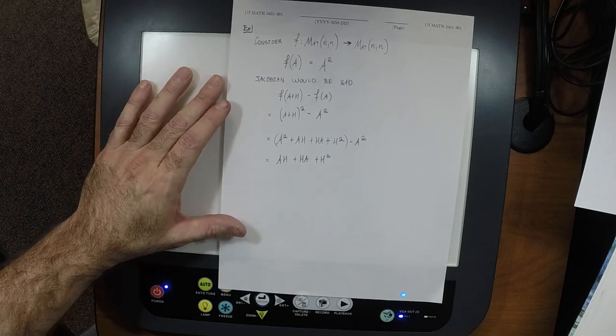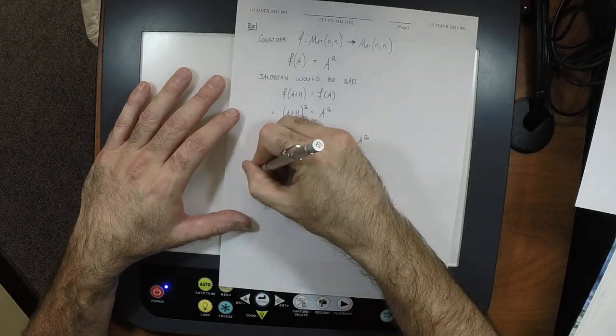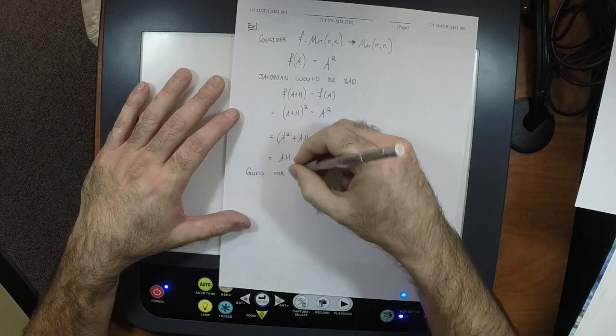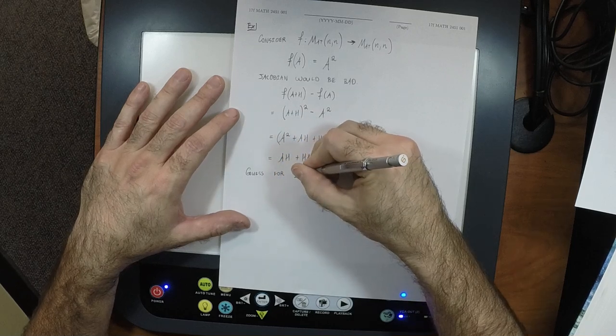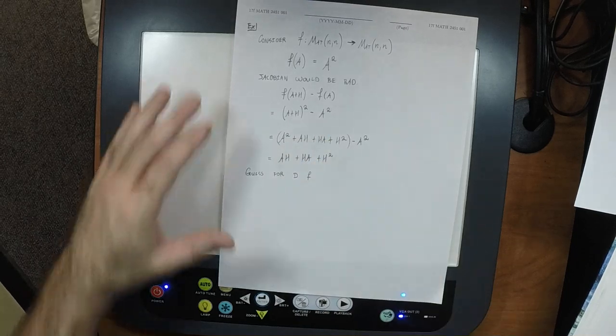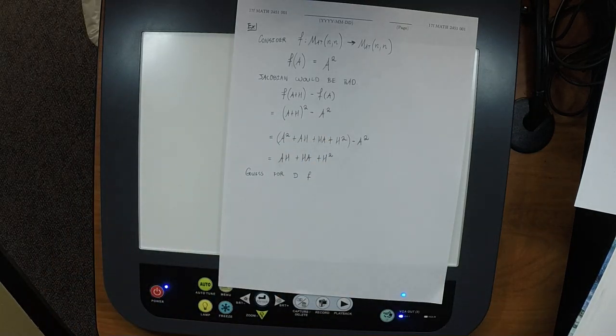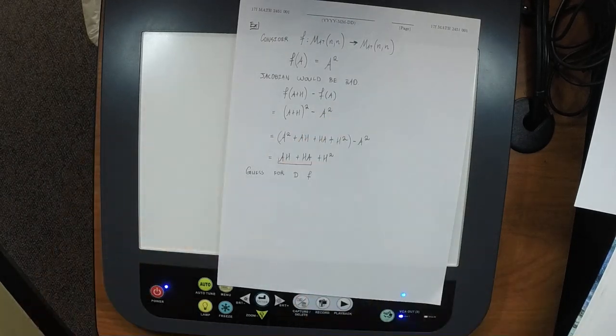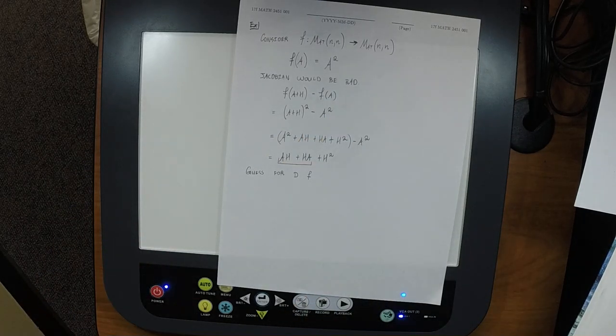So here's our guess for the derivative of f: it is going to be just this part, the part that is linear in h. So that's going to be our guess, and let's see if we can actually plug this into the definition of derivative and make it work.